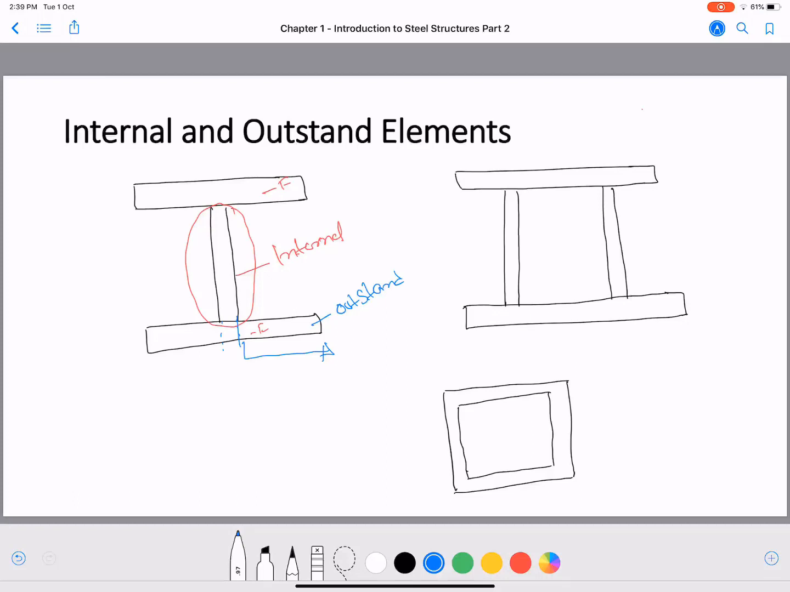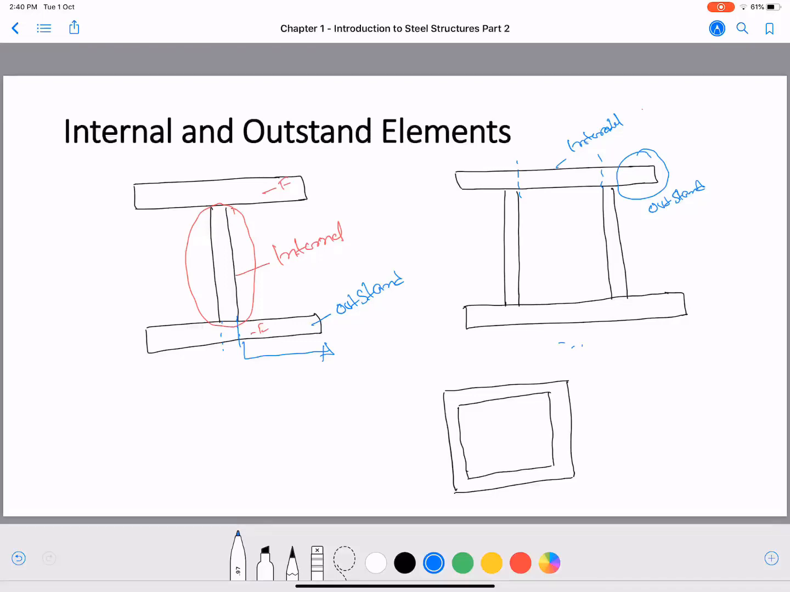When it comes to the composite section, for example you take this section, these two webs are considered, so up to this section is called an internal element. What is the outstand element over here? This portion is called the outstand element. Now come to these square or rectangular hollow sections.